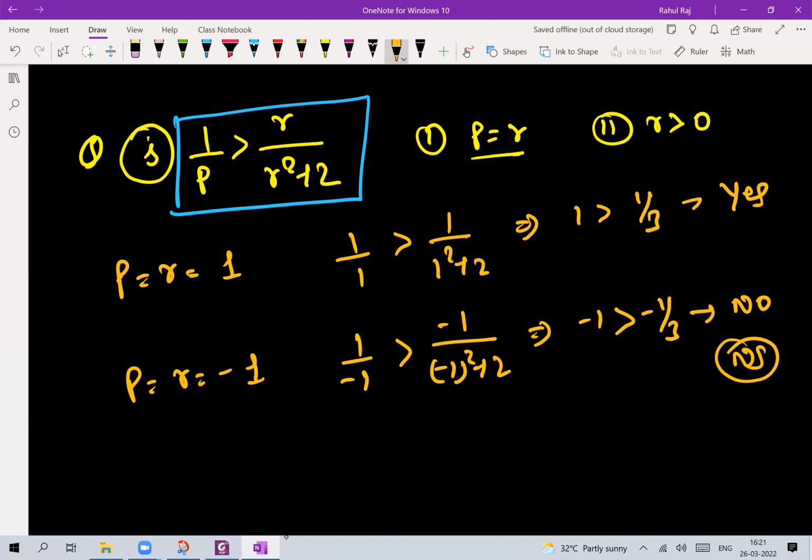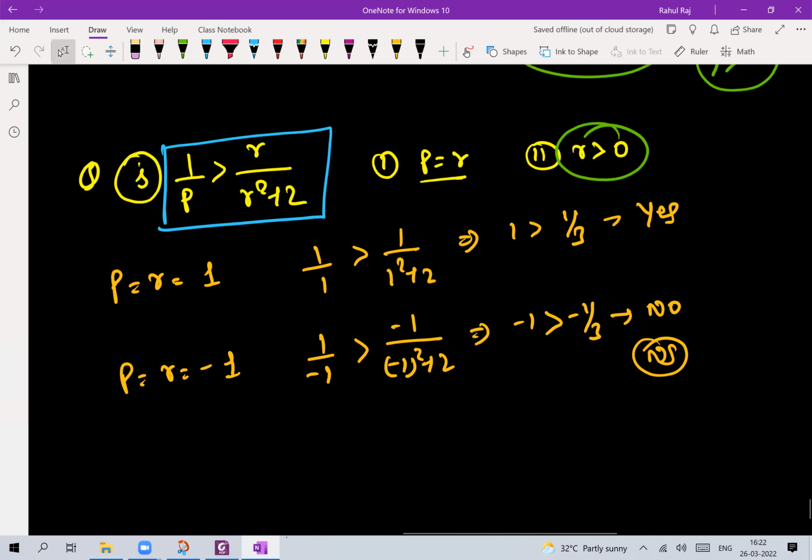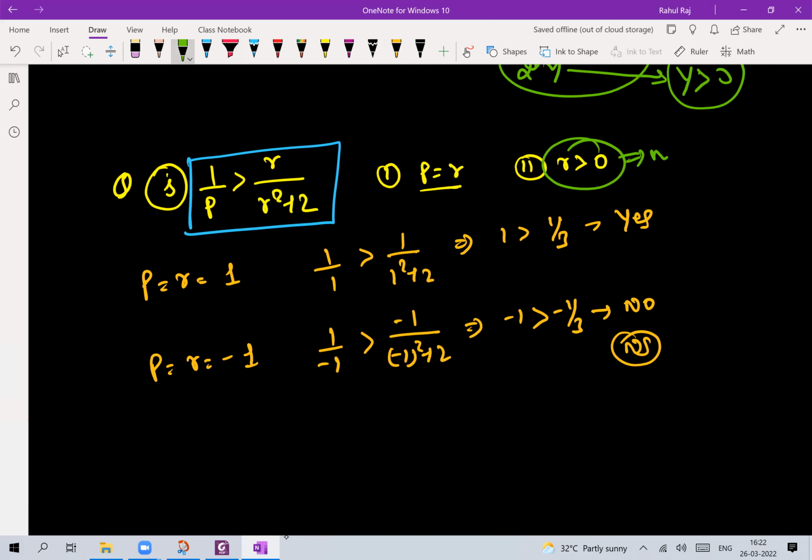There's no head at all. You should not use your head. Nothing. Just yes and no situation. It's an is type of problem. Option number 2 says r is greater than 0. I have no idea about the sign of p. I can never say this is sufficient.